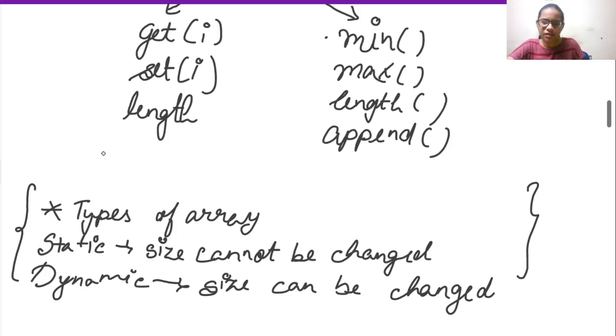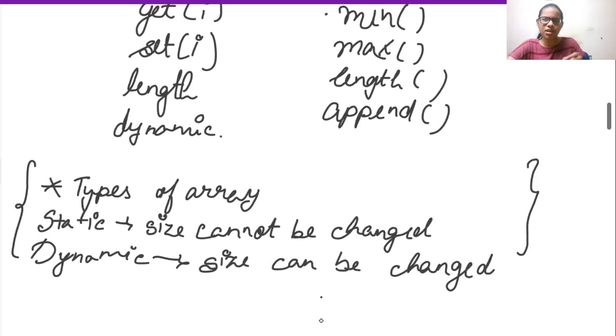So we can also have that we want a minimum functionality of our array: it should be dynamic. Okay, it must be dynamic. So this way we can have several minimum functionalities and several operations. So this was about array.